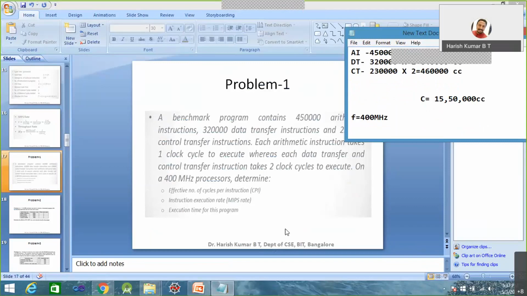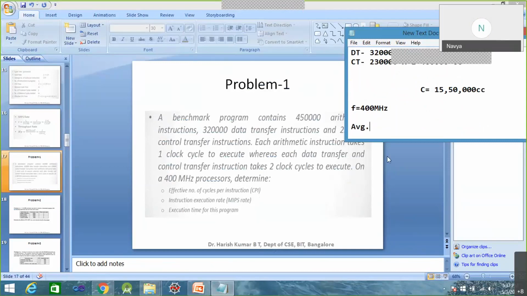Now, what are you supposed to compute? Find the effective number of clock cycles per instruction, CPI, correct? Average CPI is equal to big C divided by IC. What is big C? We have just now computed it: 15 lakh 50,000, divided by IC. What is the total number of instructions?